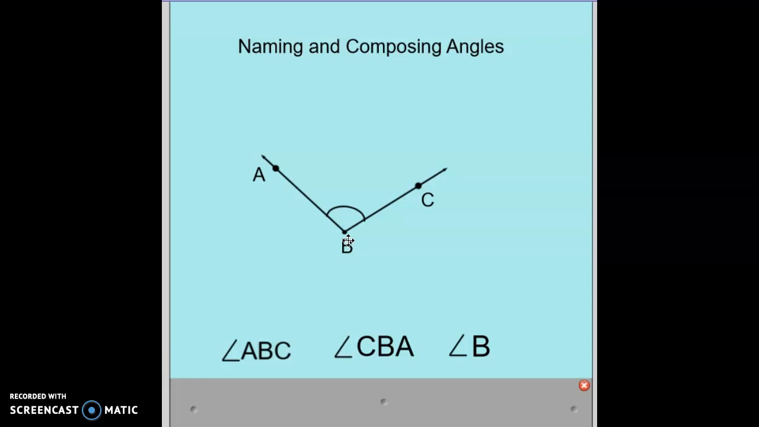We're actually going to take two angles and put them together. That's what composing does. We can compose music, we can compose math problems, we can create and build things. So we're going to build angles today. We're going to compose angles. Let's take a look.